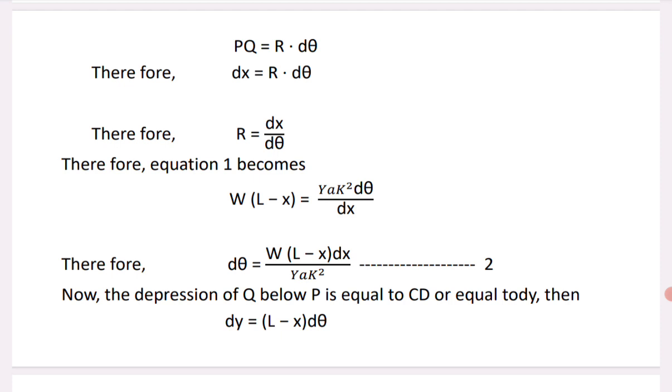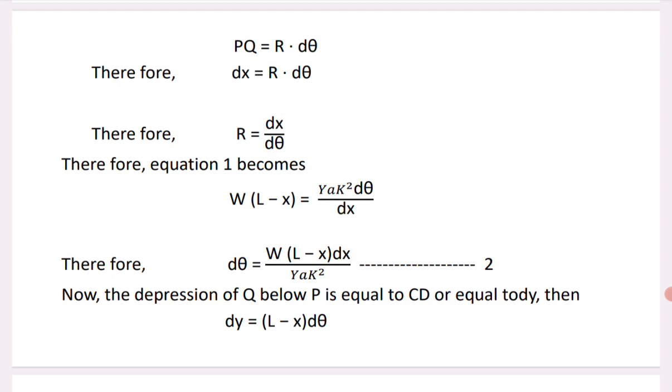Then equation 1 becomes W(L − x) = YAK² dθ/dx, where R can be replaced by dθ/dx. Then dθ = W(L − x) dx / YAK². Let this be equation number 2.